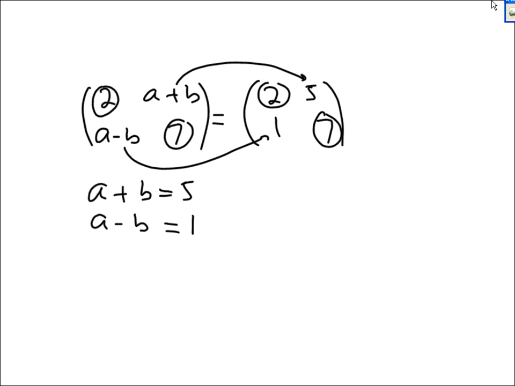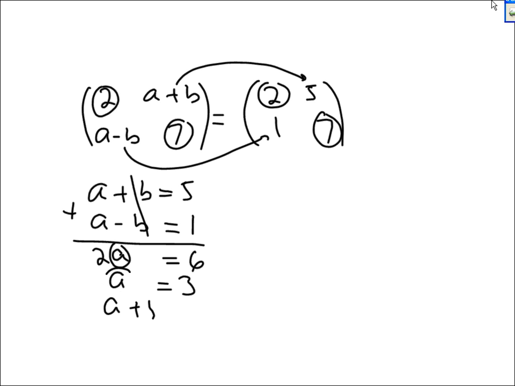But think. 3 plus 2 is 5. 3 minus 2 is 1. If you add these, you get 2a is 6. And 2 times what is 6? 3. So we have a is 3. A plus b is 5, so 3 plus b is 5. 3 plus 2 is 5. Hence, b is 2. B equals 2.